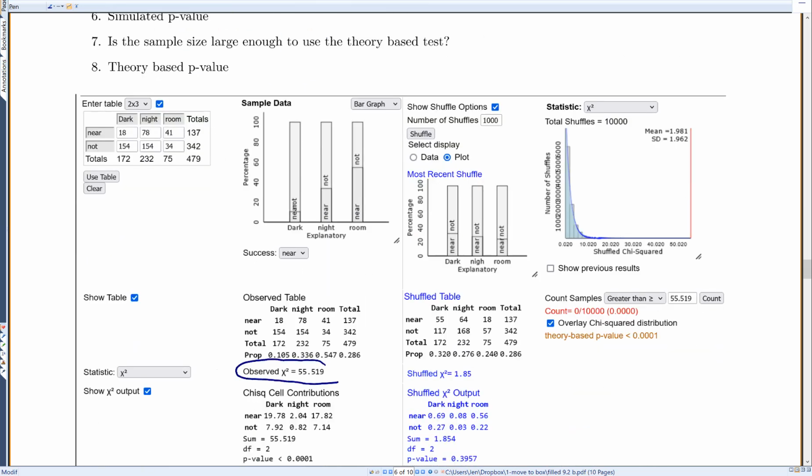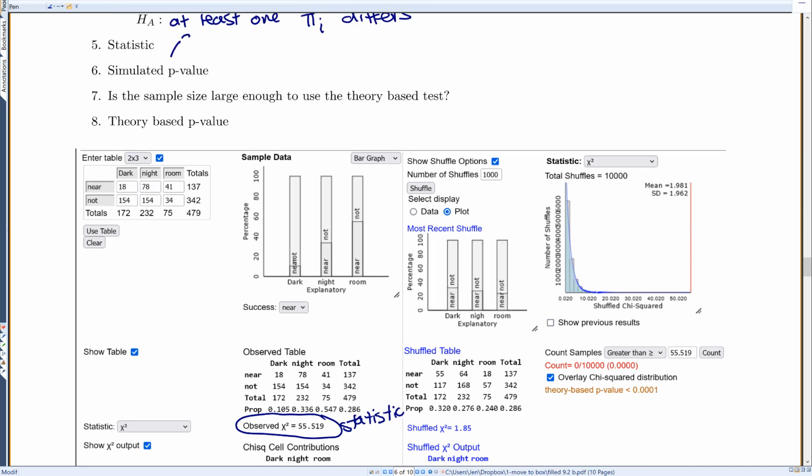So this is our statistic right here, your observed chi-square. My statistic is chi-squared equals 55.519. My simulated p-value, well, I have to count everything greater than or equal to 55.519. So make sure this is a greater than, put in your statistic and count, and it told me 0. Okay, we didn't get any samples that were that far away. Notice how far away my 55 was compared to the statistics I was actually getting when I shuffled.